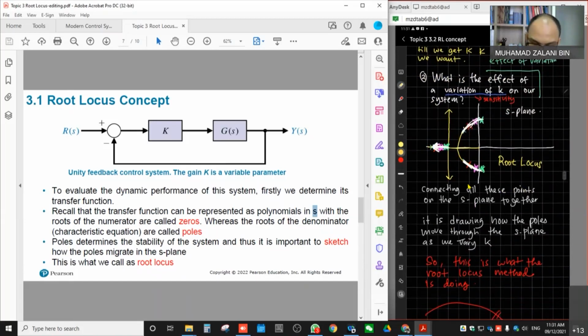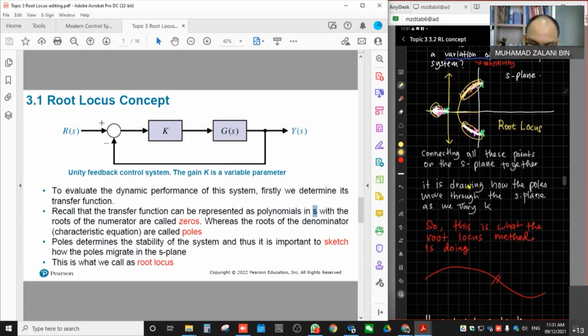So macam mana? So pada masa ni lah kita kena buat dia punya lines ni. Okay. We connect all the value of poles together. We connect, sambungkan poles tu. Okay. Kita buat macam tu. Maksudnya kita buat laluan lah. As long as we follow the right path here, the system is stable lah, in terms of stability.